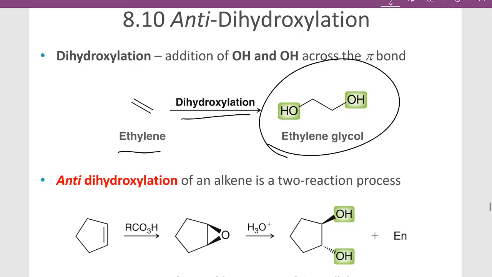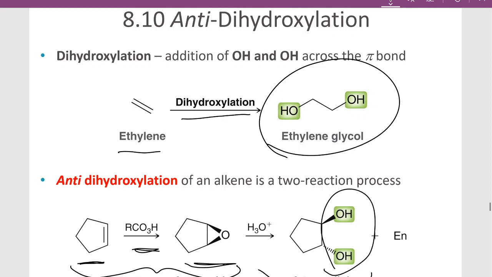So anti-dihydroxylation is a two-step reaction process where in the first step we take our alkene and we use a peroxy acid, this RCO3H, to produce an epoxide. And that's step one. Then in the second step we use acid in the presence of water to produce the hydronium ion that's going to open that three-membered ring of the epoxide and produce a trans diol. So this is an alcohol where the OH groups are on adjacent carbons.